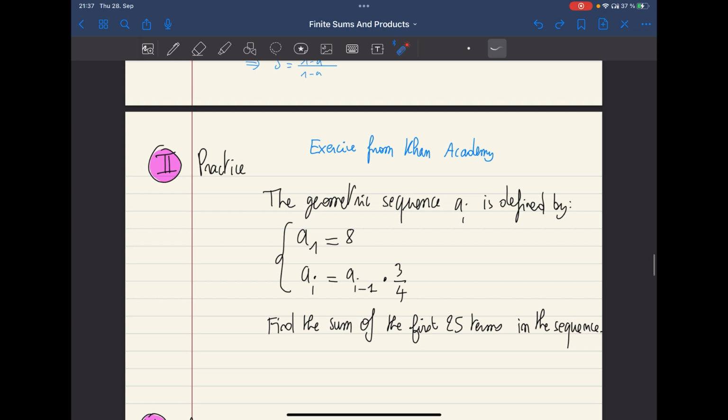Here I give you the geometric sequence a_i, and it's defined by a_1 is equal to 8, and a_i is a_(i-1) times 3/4. And I want you to find the sum of the first 25 terms in the sequence. Careful, here you will need a calculator, but just at the end. Pause the video.